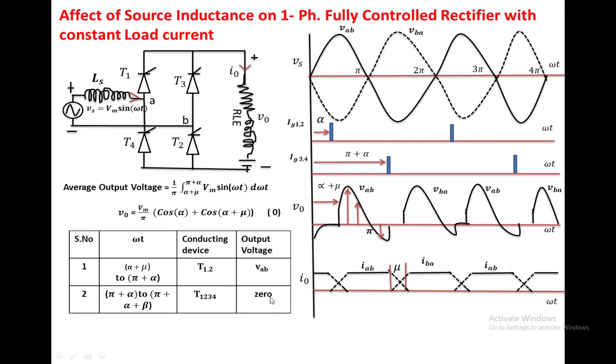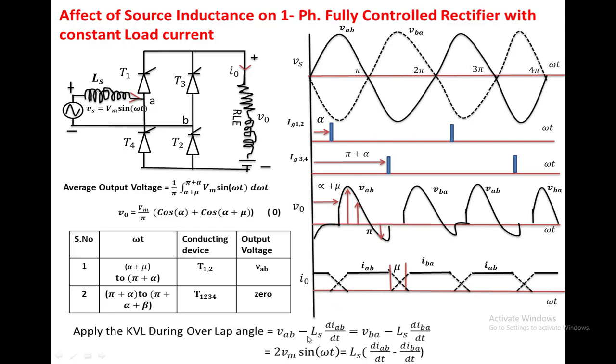The output voltage becomes 0. During the overlap angle, if you apply KVL between the source, T1, T2, T3, T4, meaning VAB minus Ls into diAB by dt equals VBA minus Ls into diB by dt. VA is nothing but Vm sin omega t, and VBA is nothing but minus Vm sin omega t.